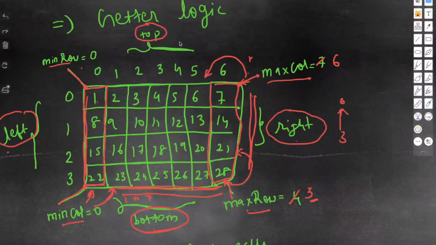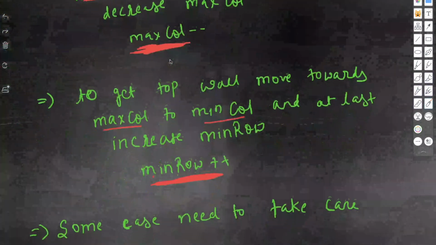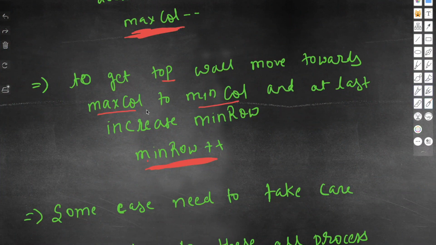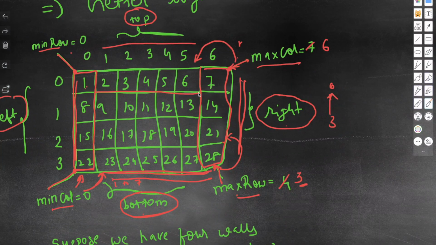Now we need to get this top value, the top wall. How to get this? To get the top value, move from max column to min column. Focus on this part, max column to min column, and at last increase the min row. But this is one row, right? Max row is here. We have to traverse from max row to min row.